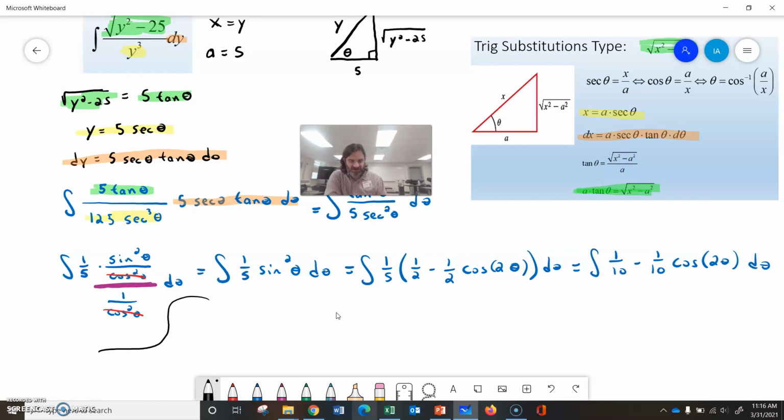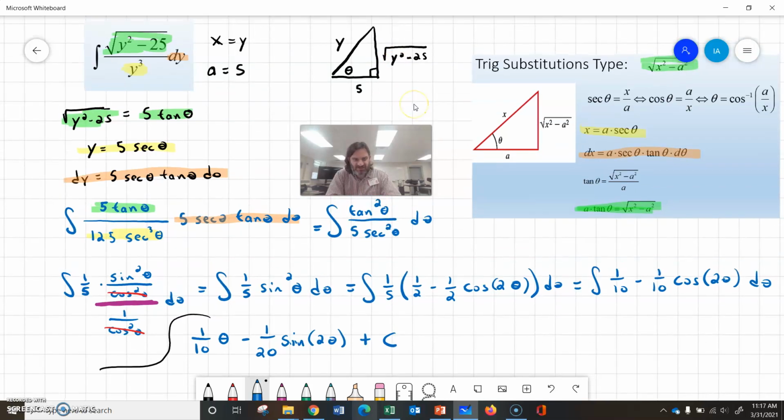So if we integrate that, it will be 1/10 theta. And if we integrate cosine, it goes to sine. So we're going to have, if you do the u substitution, minus 1/20 sine of 2 theta plus c. Now we have something that hasn't occurred before. So we need to get this thing back to y. And some things are easy to do, and some things we're going to have to draw on some outside information.